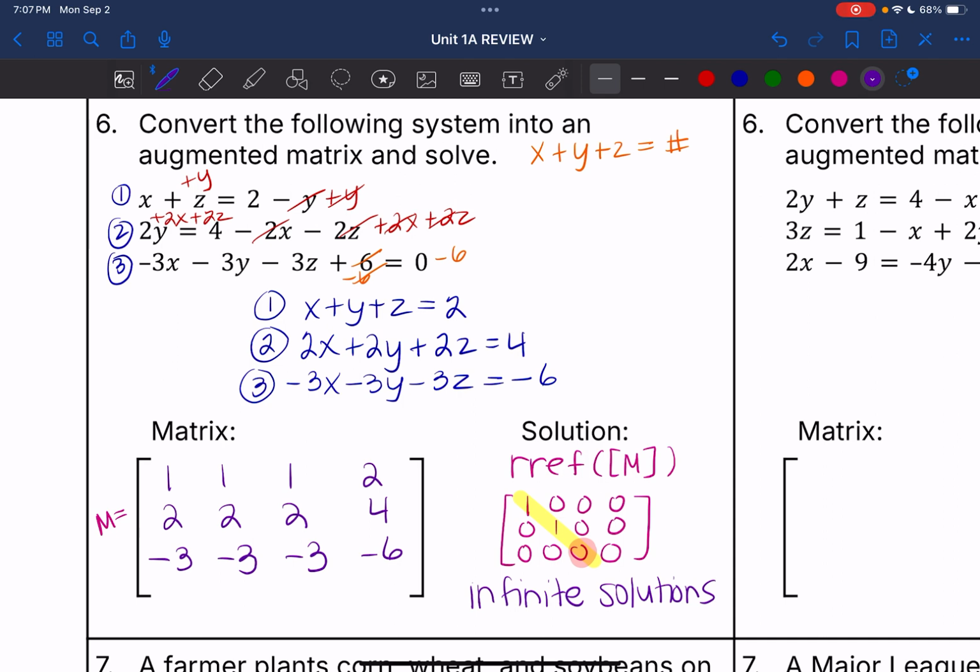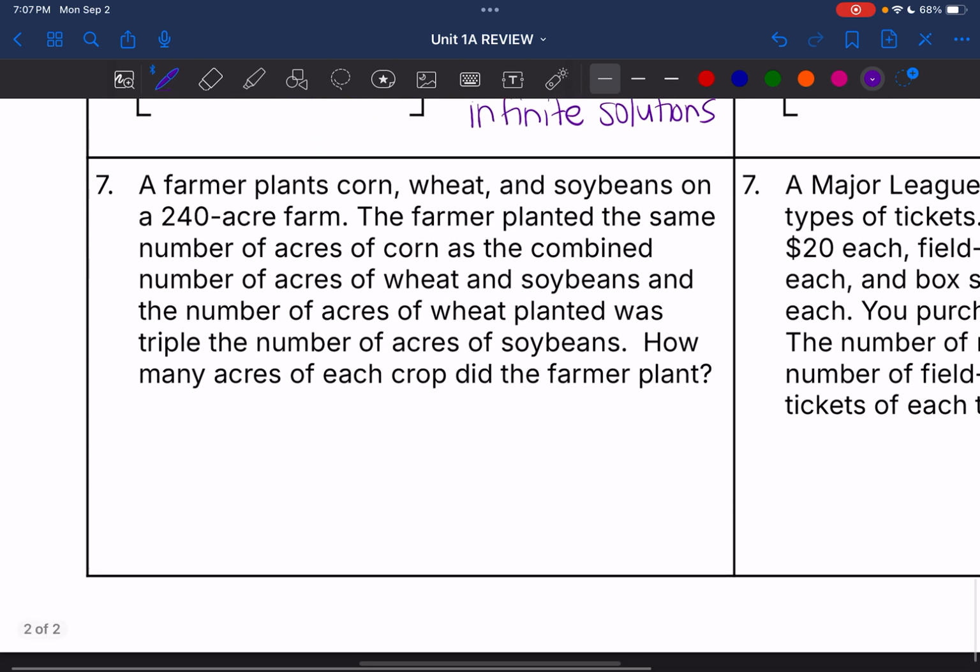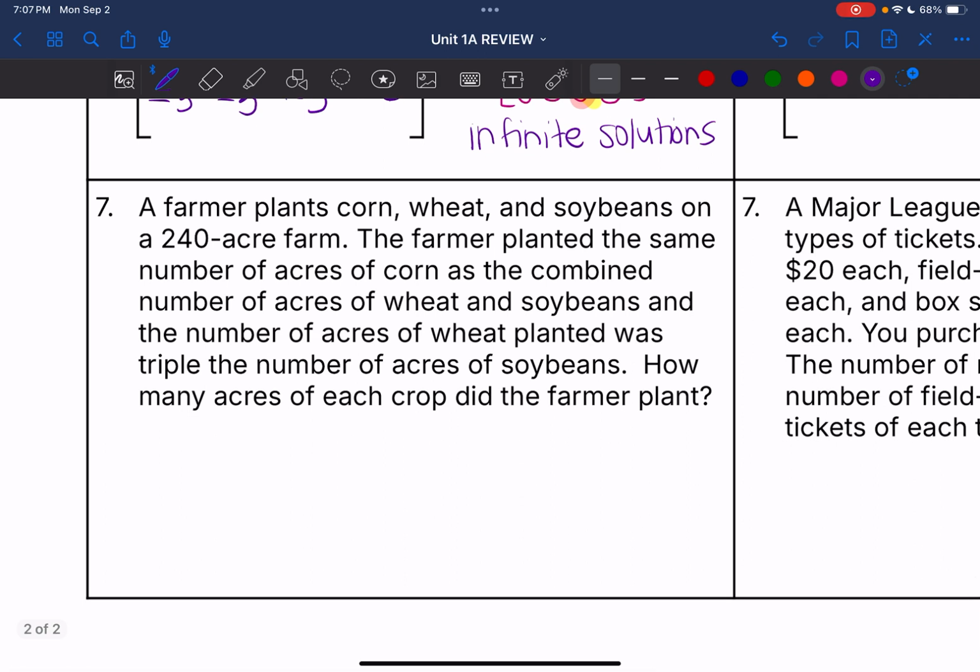Okay, and then our last problem, this one I'm not asking you to solve. We're just going to write the equations that match the system. So a farmer plants corn, wheat, and soybeans on a 240-acre farm. The farmer planted the same number of acres of corn as the combined number of acres of wheat and soybeans, and the number of acres of wheat planted was triple the number of acres of soybeans. How many acres of each crop did the farmer plant?